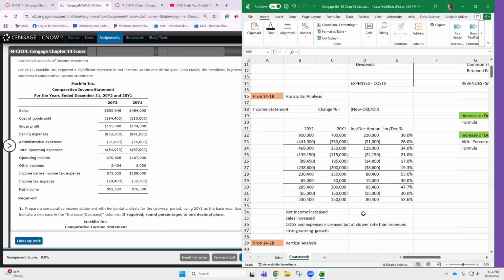And then the column we finish with is what they call a percentage increase or decrease. Here is the formula for it. A change percentage is new minus old, which is what we have here, but then we divide by the old, right? So let me go ahead and key this in. But what I want you to know about horizontal is it's going side to side to do the comparison, okay?